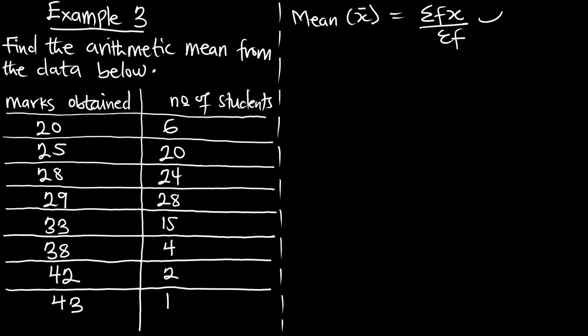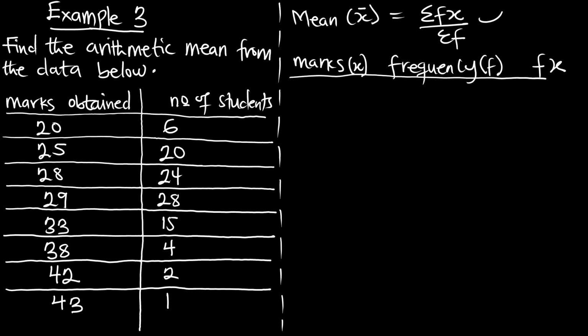Okay, let me try it here. So I'll say marks, and this is frequency. Remember, the marks is the x, the frequency is the f, then we have another column, say fx. So we have marks, frequency, and the fx.